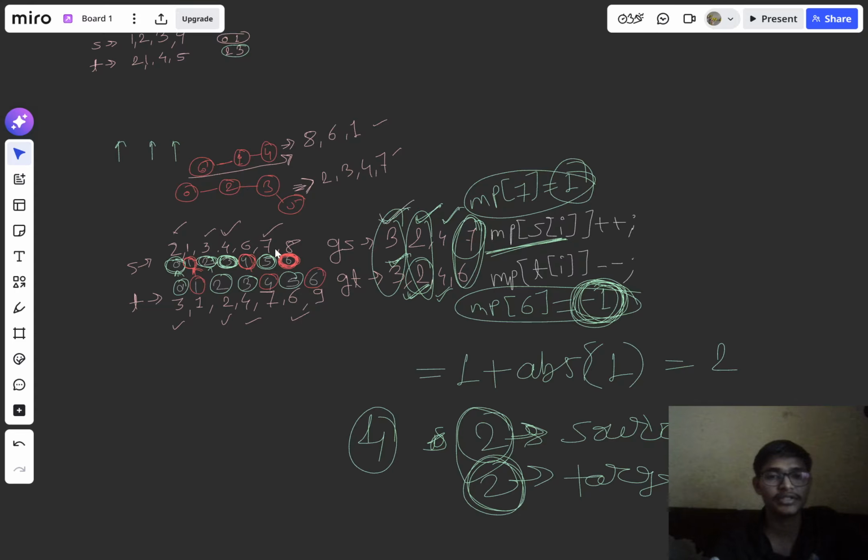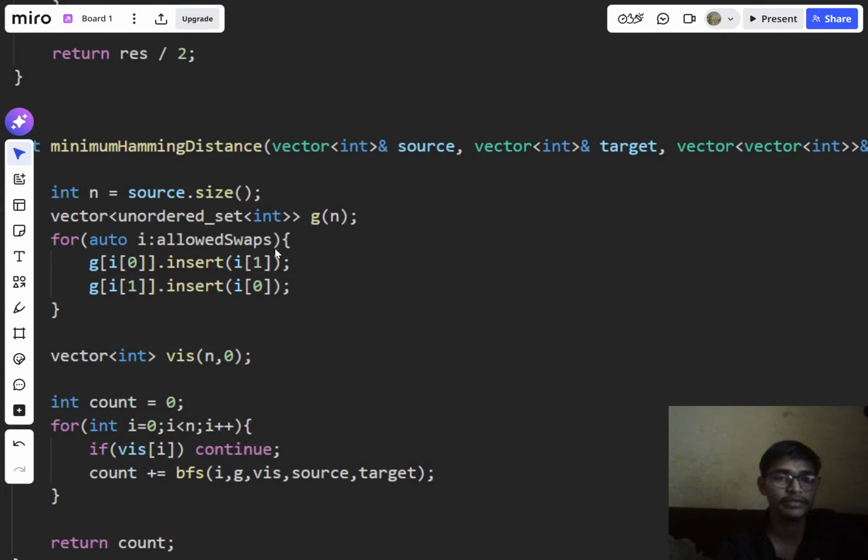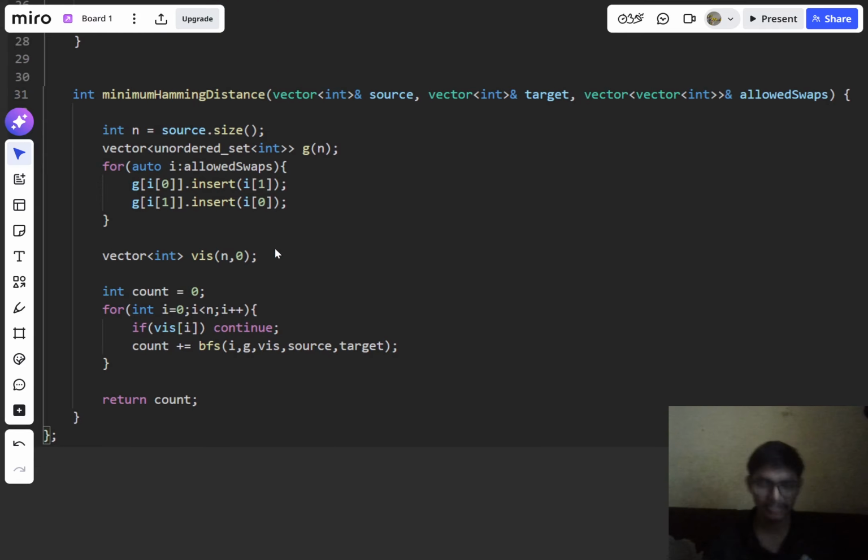So let's discuss how we will implement it in our code. This is the minimum Hamming distance function. Here we are taking an unordered set to minimize repetitive edges, and we are simply making the graph in which the indices are linked to each other. So this is the graph which we are making.